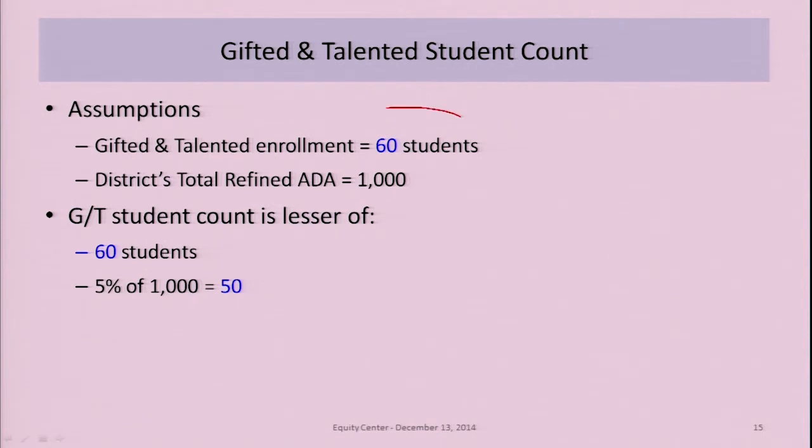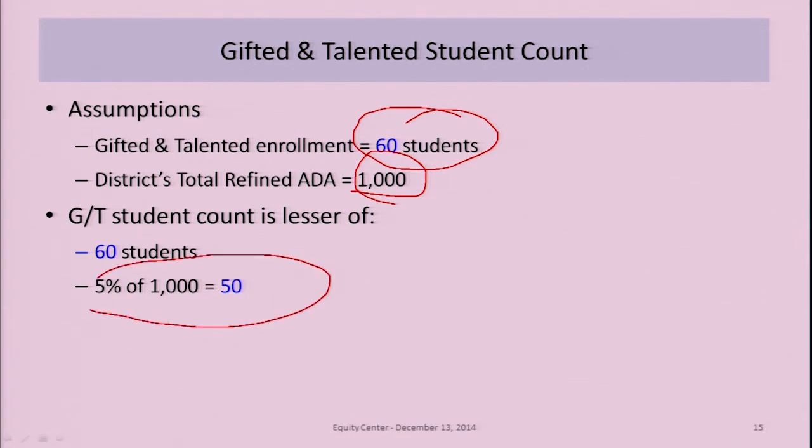The gifted and talented student count, you remember that there's a cap on it. It's the number of students that are enrolled in gifted and talented, not your ADA. But it cannot be more than 5% of your district's total refined ADA. And in our illustration here, we're assuming that that's 1,000. So 5% of 1,000 is 50. So you take the lesser of the students you have enrolled and this cap of 50.